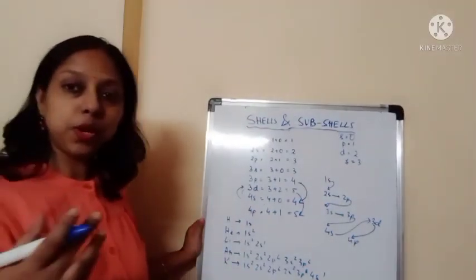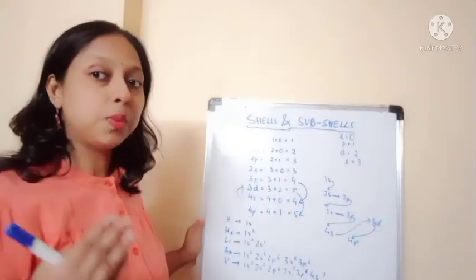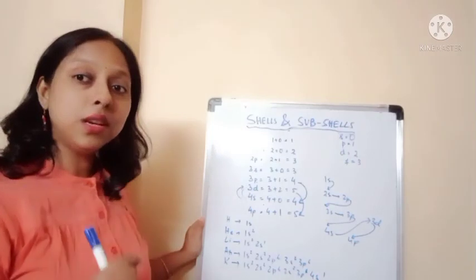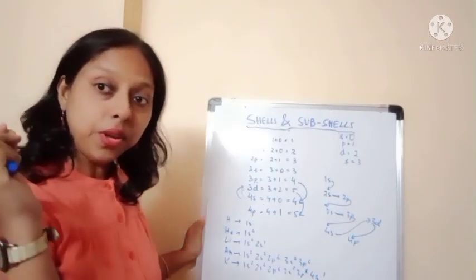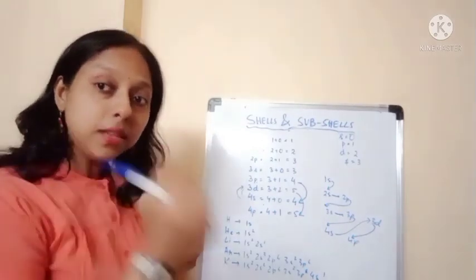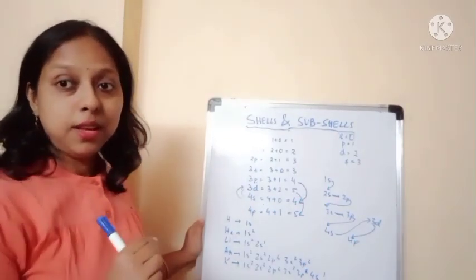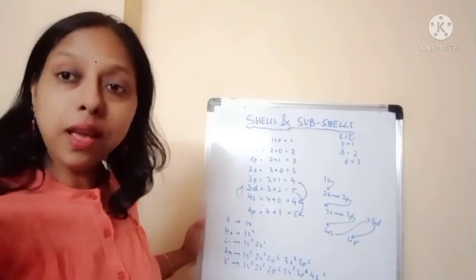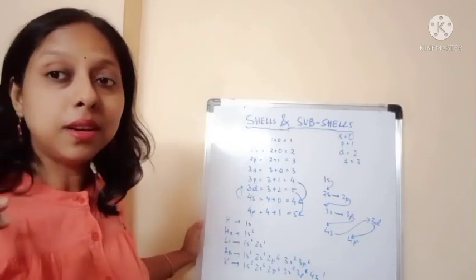Like this it keeps on going, and this is how the electronic configuration is filled, and this is how the energy levels are decided. The atom decides where the electrons will go and be filled. So I think this video will help you understand the electronic configuration in a better way.